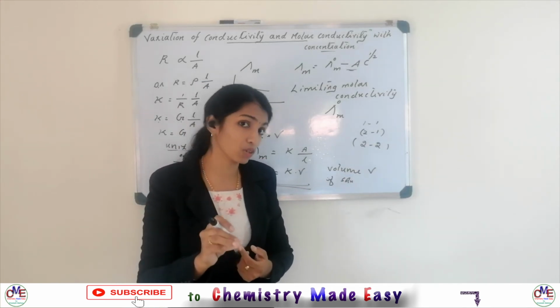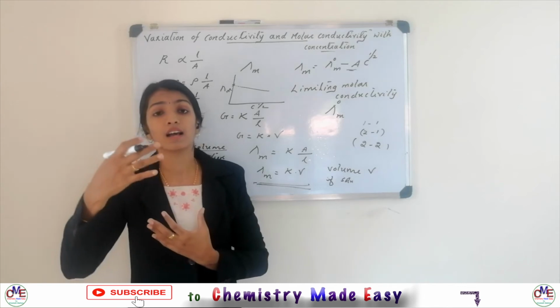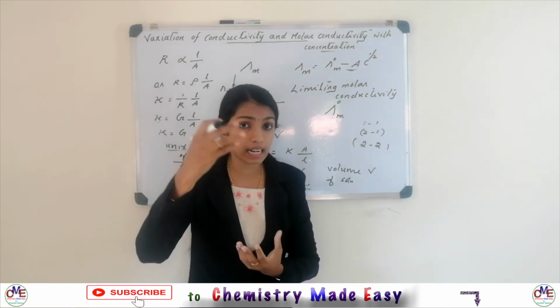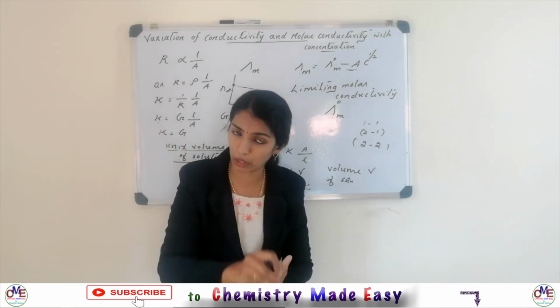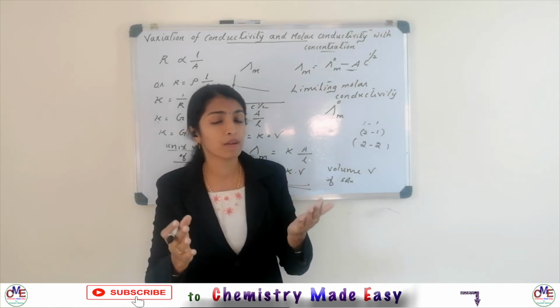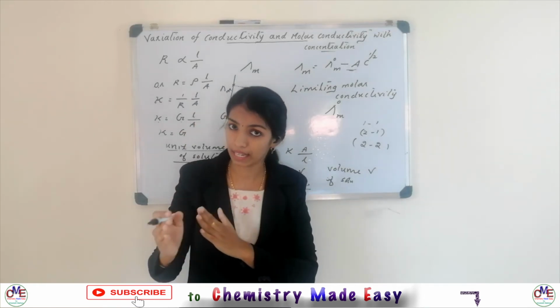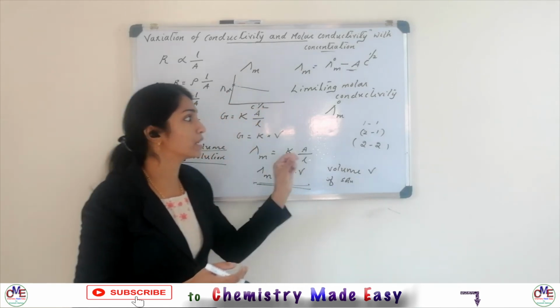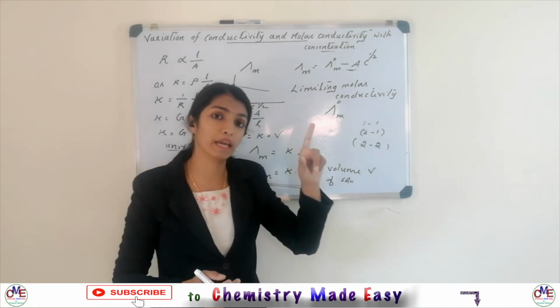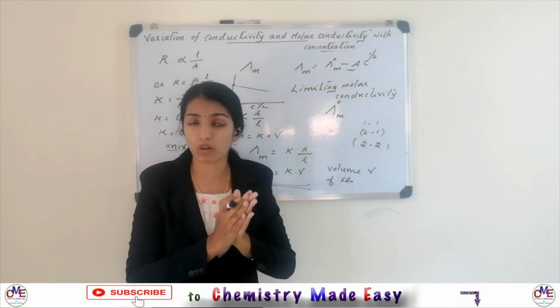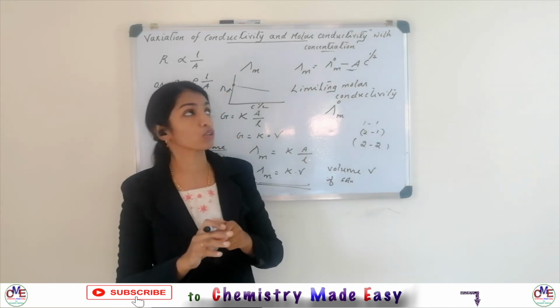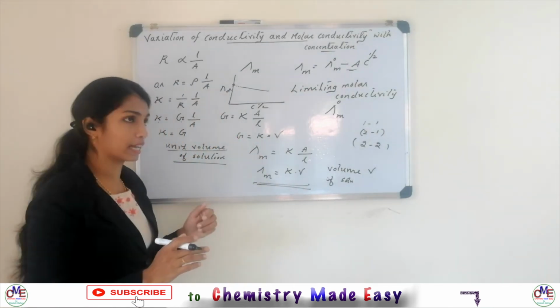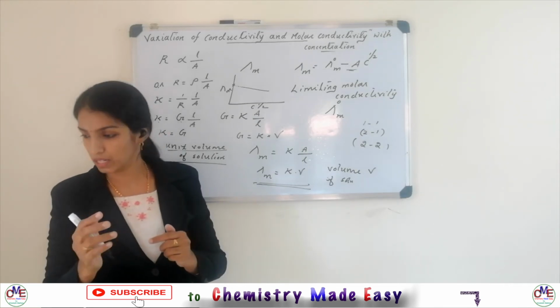So, in the case of a weak electrolyte, if we increase the dilution, or if we add more and more solvent to that particular electrolyte, what happens? The degree of dissociation may increase. Due to this increase in the degree of dissociation, the limiting molar conductivity value will be maximum at lower concentration in the case of a weak electrolyte.